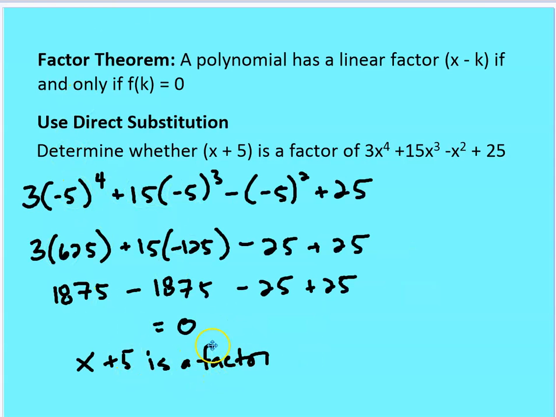Direct substitution is generally a little bit easier. We don't have to set up a system. We're just substituting the value in to determine if x minus k is a linear factor. So it is in fact a linear factor because the end result is 0, or f of x is equal to 0.